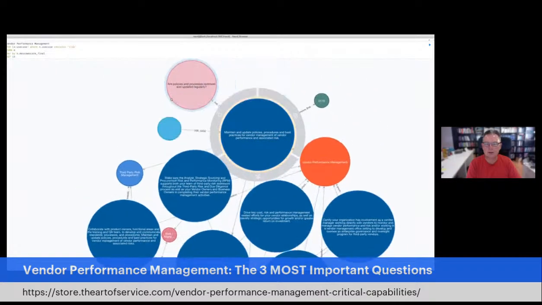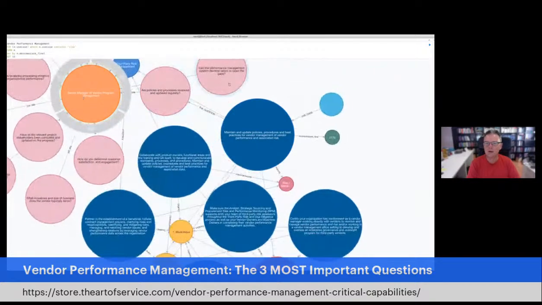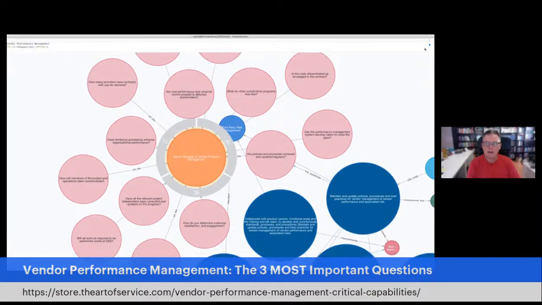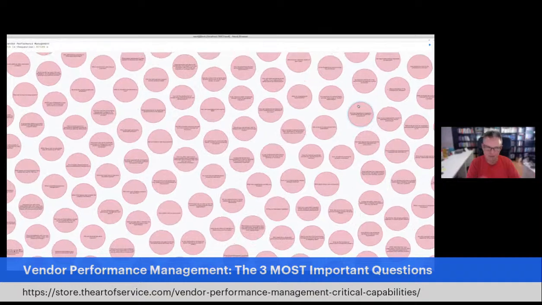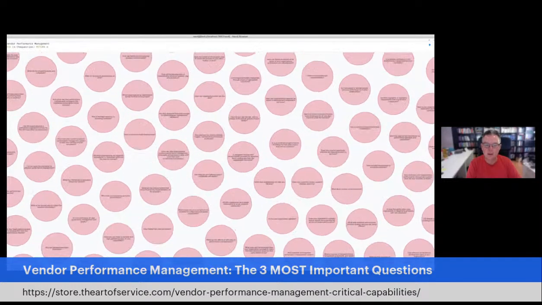Are our policies and processes reviewed and updated regularly? Senior manager of vendor program management. Other questions I can ask of that person while I'm talking to him or her, and I'm dropping by the office. What we see here is all the questions that are down below in the vendor performance management critical capability. So all the questions that you can be asking.